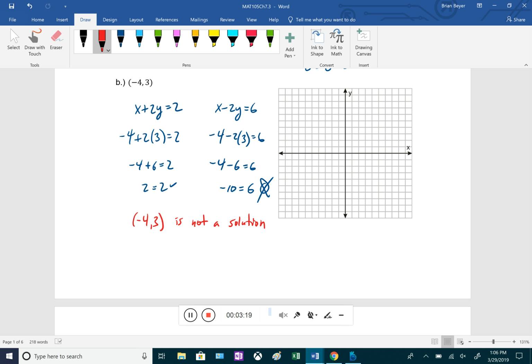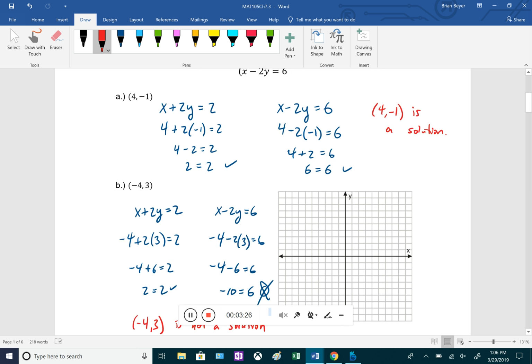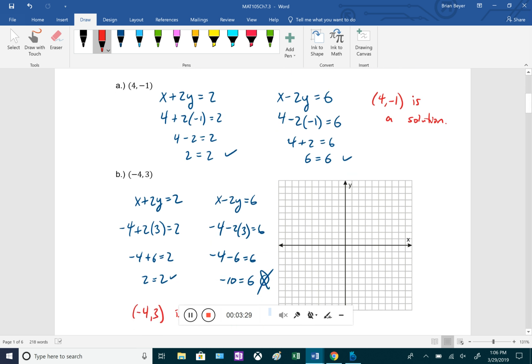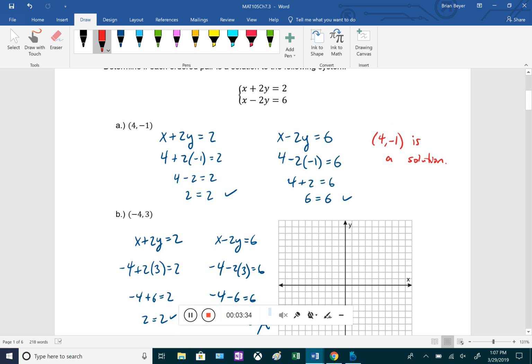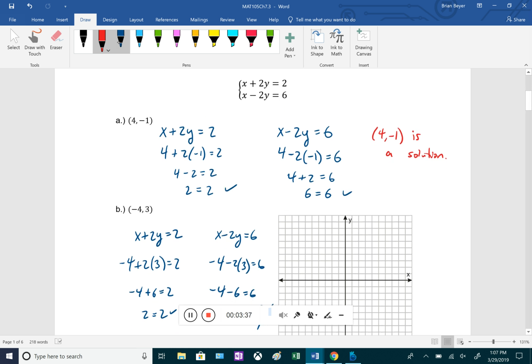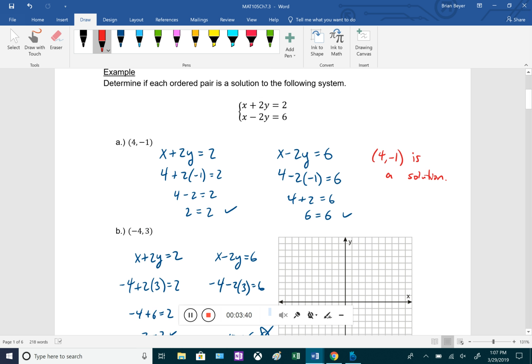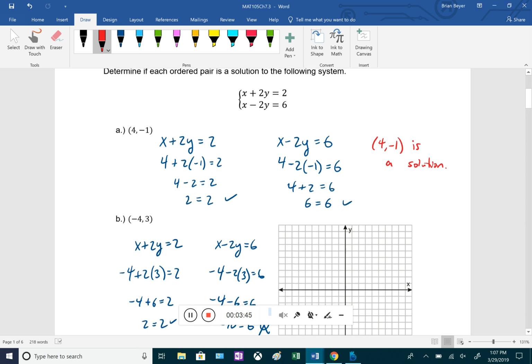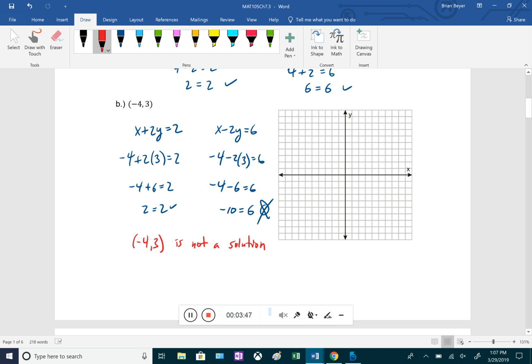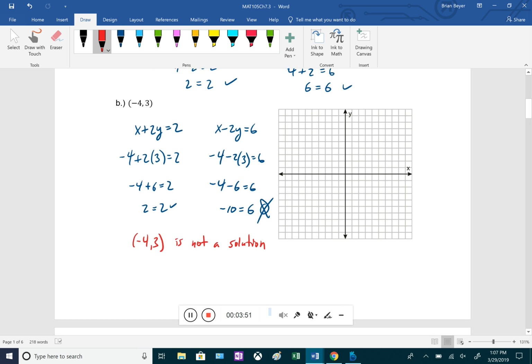Okay, so graphically speaking, like I mentioned at the top of the page, the solution for that first one, for A here, 4 comma negative 1, represents the point where they intersect. So we could graph these, which we'll be doing in a second. If we graphed x plus 2y equals 2, if we solve that for y and get it into y equals mx plus b form, we can graph it. So if we graphed both of these lines, the first one would end up looking something like this. And then the second one would look something like this.